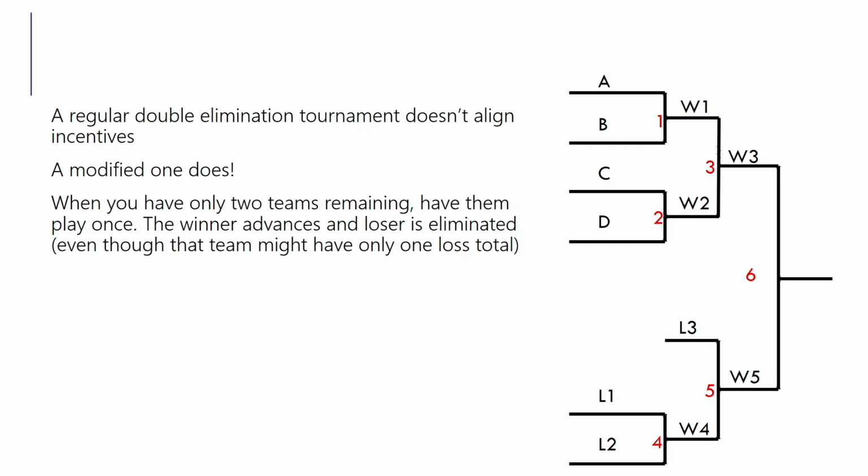Right, so you can't use a double elimination tournament, but you can make just the tiniest modification, and then it will properly align incentives. Right, so what we do is as soon as we have 2 teams left, instead of those 2 teams playing until someone has 2 losses, they play just a single game. And whoever wins that game is who moves on. Right, so I'm going to actually prove to you right now that this works, that this properly aligns the incentives.